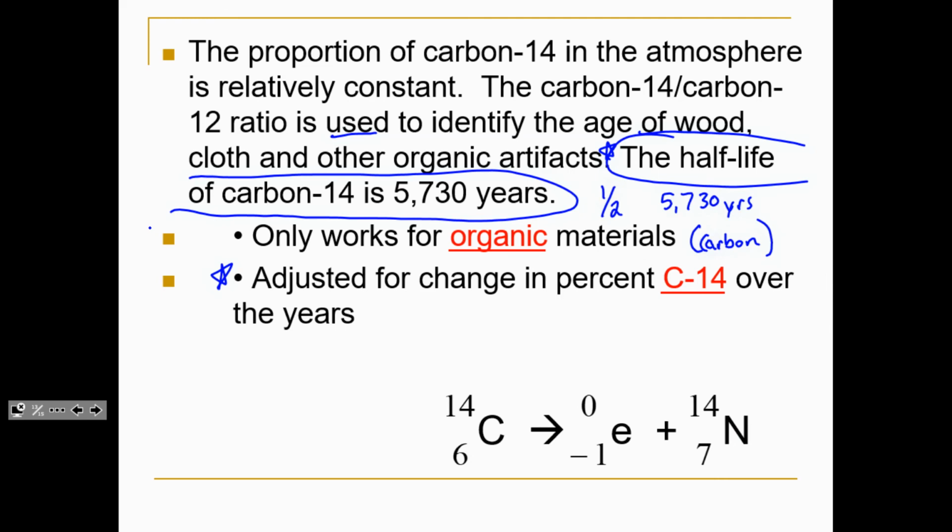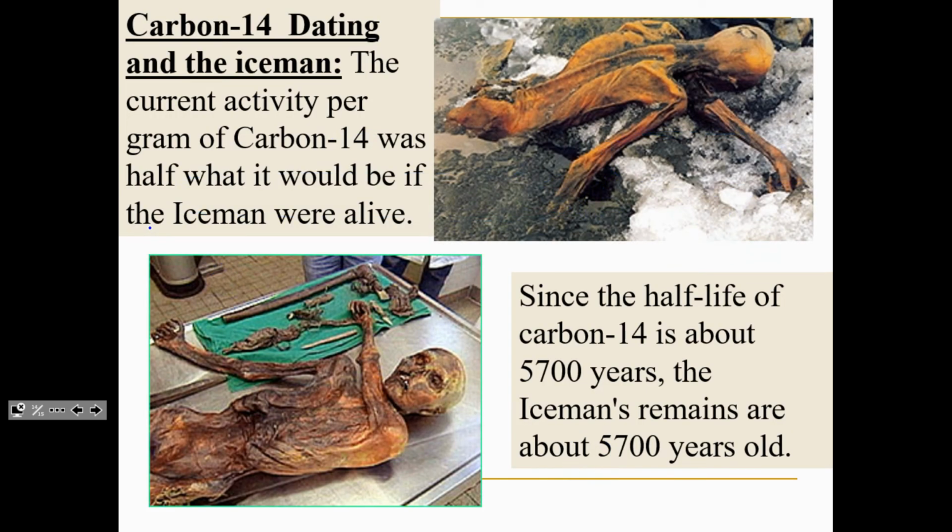Here is the decay process for showing the radiation into a nitrogen-14 atom. You'll see that we have a -1 particle here, which is how we came from nitrogen-14 in the atmosphere into carbon-14 into the ground.